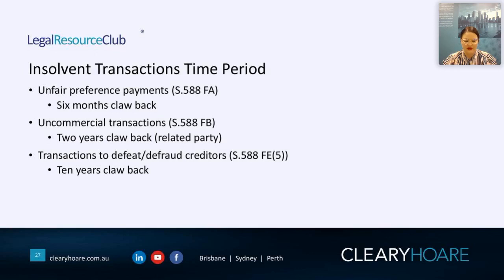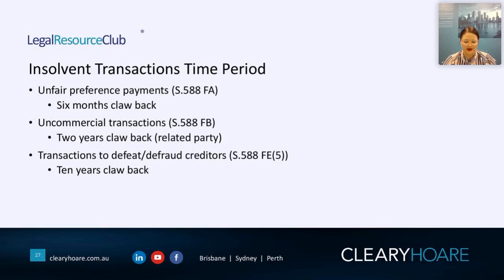So then we need to look at the unfair preference payment. If we just look at what those are, an unfair preference payment is a payment made or a transfer of property to a particular creditor at a time when the company is about to become insolvent. The clawback period for that is 6 months. An uncommercial transaction is one which a reasonable person in the company's circumstances would not have entered into when it is or about to become insolvent. And the clawback period for this is 4 years. And the clawback period for a transaction to defeat or defraud creditors is 10 years.